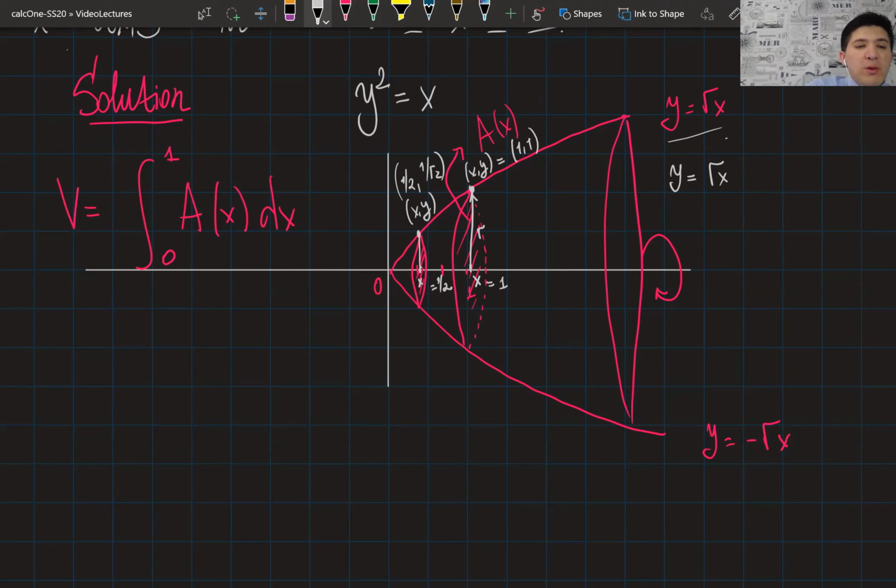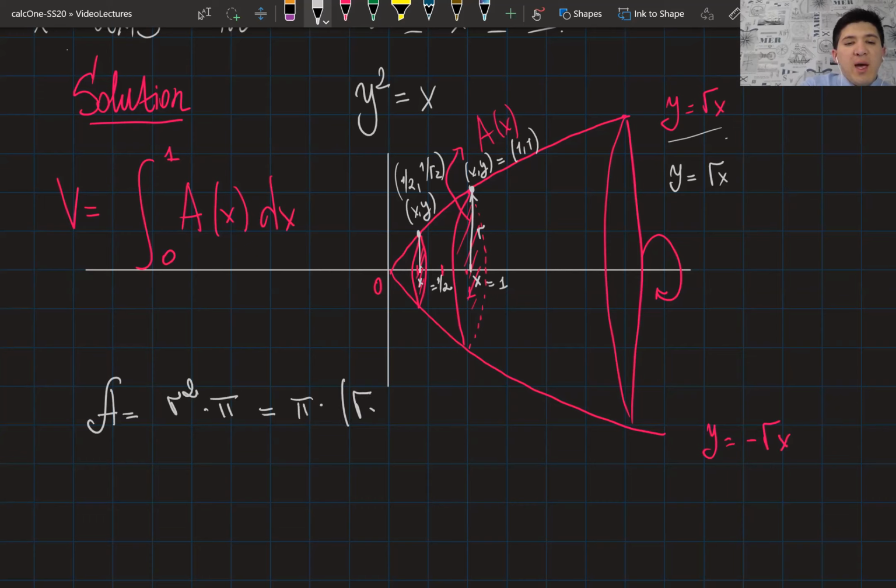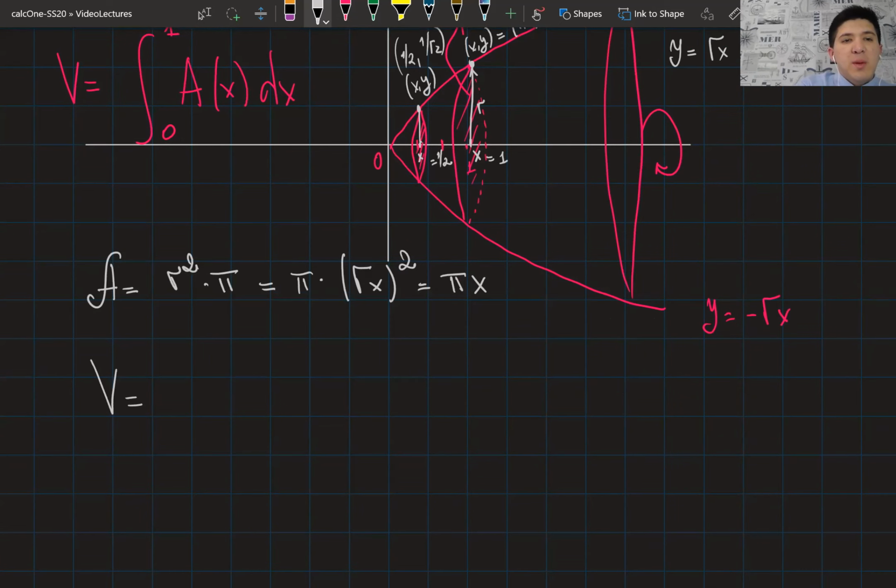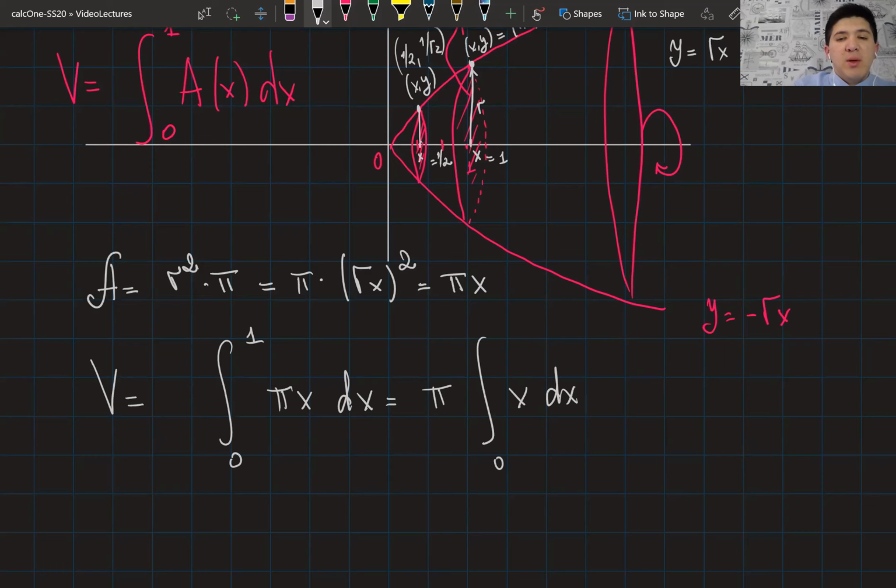So in general, the area of a slice is going to be pi r squared. It's going to be pi multiplied by the radius, which is the square root of x, squared. It's going to be pi x. So if we would like to find the volume, it's going to be the integration of A of x, which is pi x, and we have to integrate this from 0 to 1 with respect to x. Since pi is a constant, we can take it out of the integration. It's going to be pi multiplied by the integration of x dx from 0 to 1.